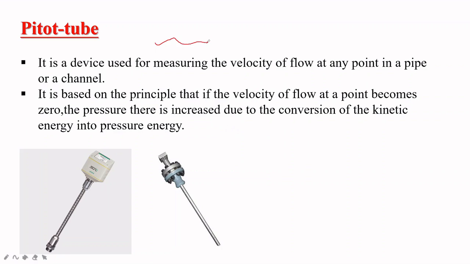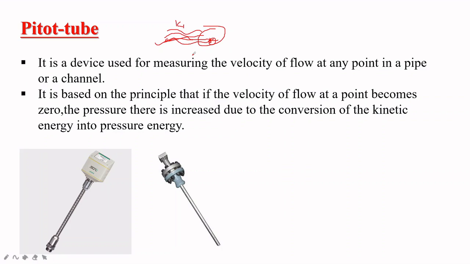If suddenly the velocity of water, the velocity of flow, at a point becomes zero, so where the flow is stopped, the kinetic energy is suddenly stopped. The pressure there, where it is stopped, will be increased. Why? Because it is stopped. The kinetic energy is converted into pressure energy, so it is based upon that principle.